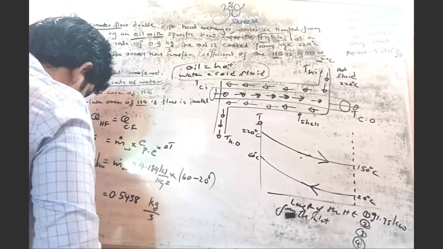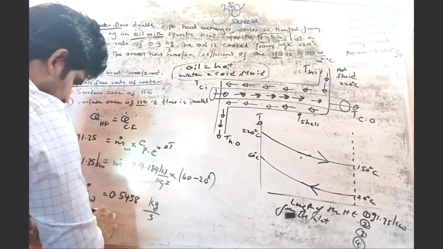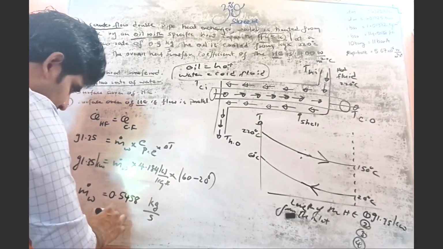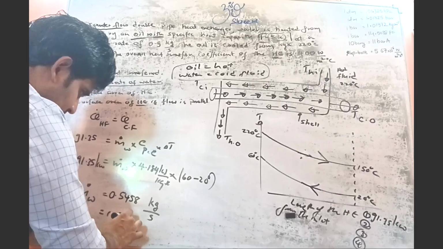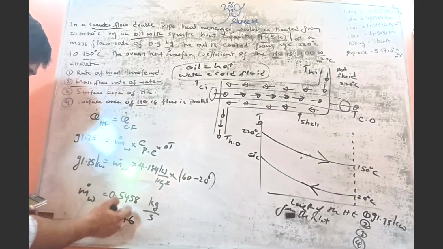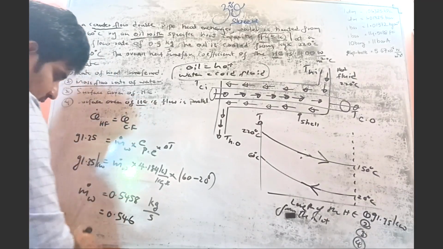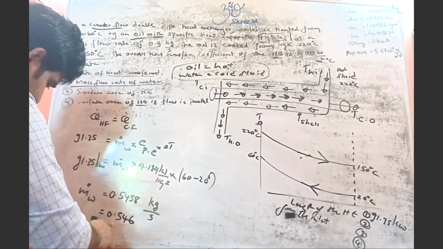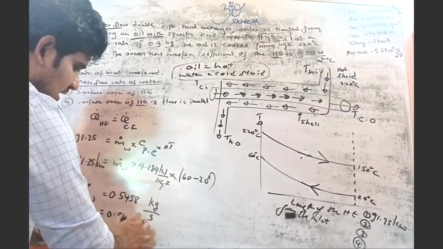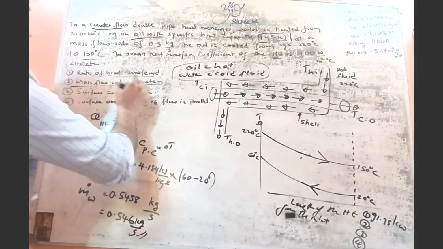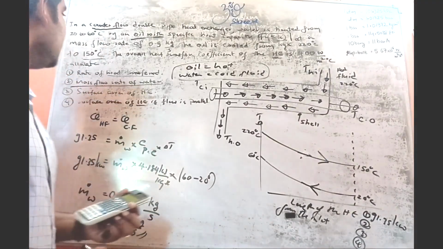0.5458. So let's round that value and keep 0.546, right? We can round for the third decimal. 0.546 kilograms per second. That is the mass flow rate of water. And I hope that is clear.